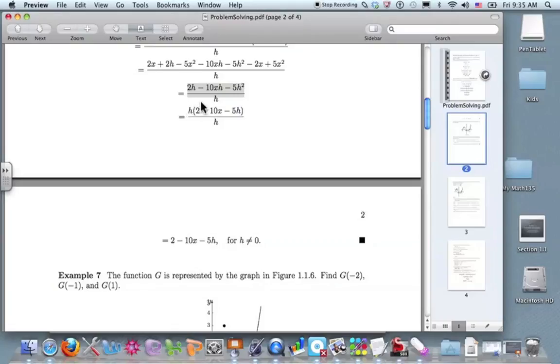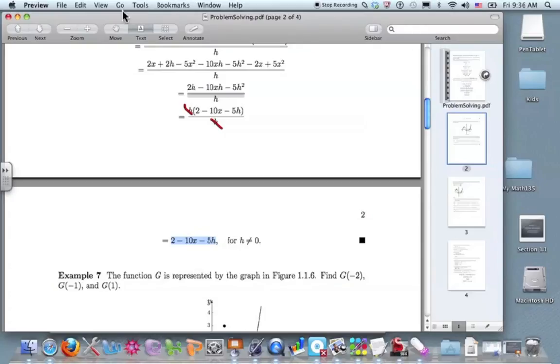Now it's time to cancel the h. Notice that only when h is a common factor for the numerator can we cancel h from numerator and denominator. Also notice that the given condition says h cannot be 0. Therefore, we can cancel that h. So the answer for this question is that the formula becomes 2 minus 10x minus 5h, for h not equal to 0.